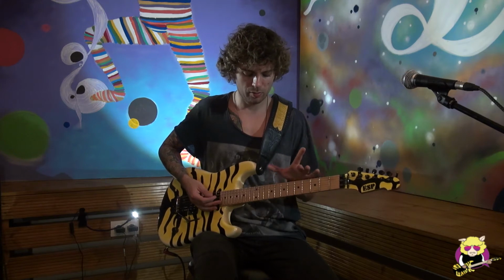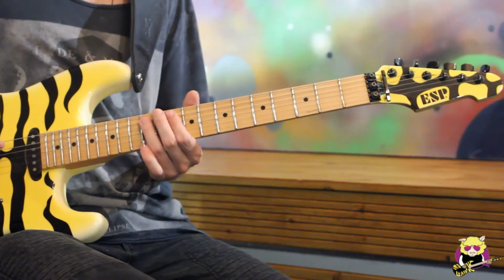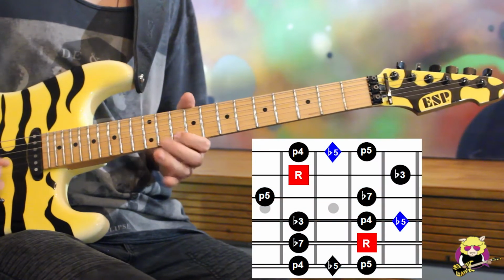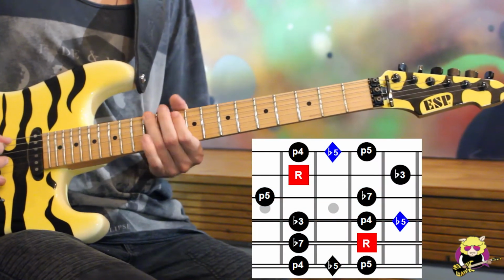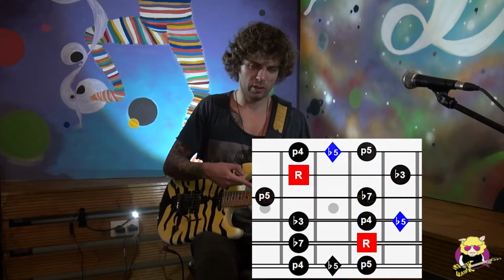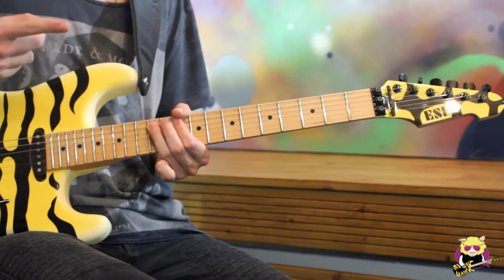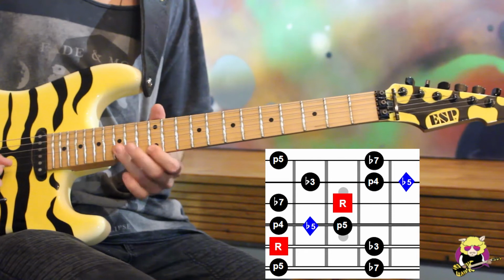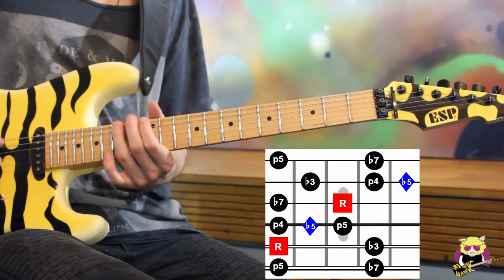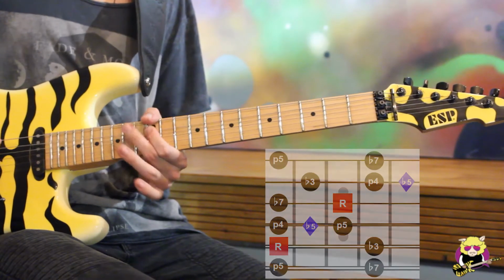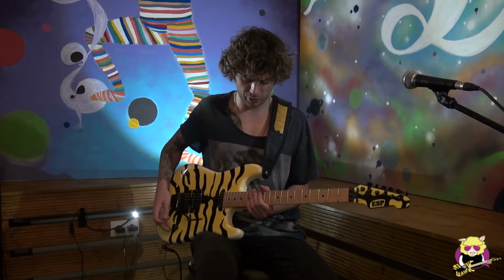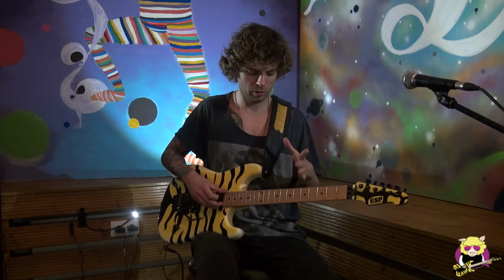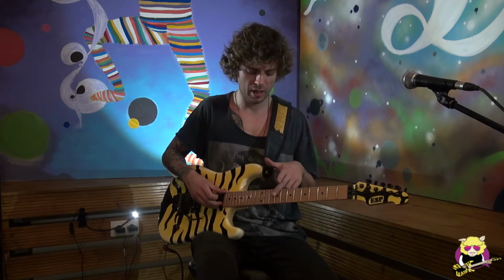If we take position 3, we notice it has the root on the A string. Also, position 4 has the root on the A string. So we can say that position 3 and position 4 share the same root on the A string.